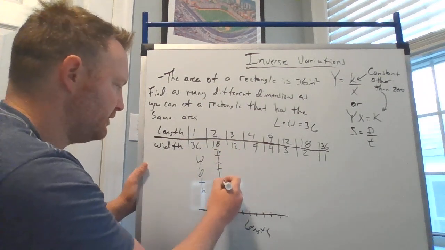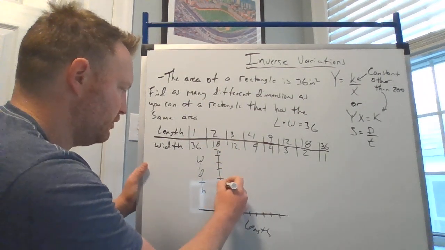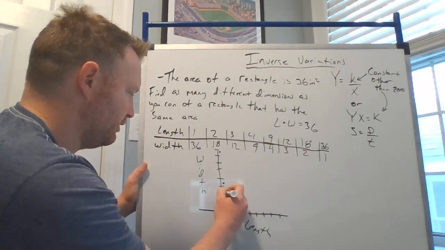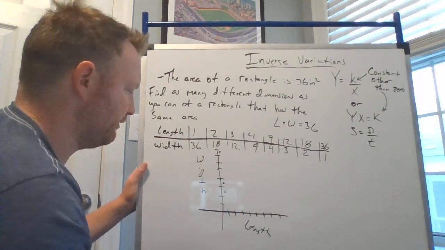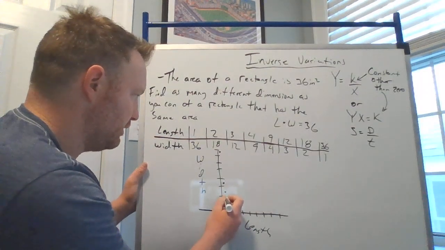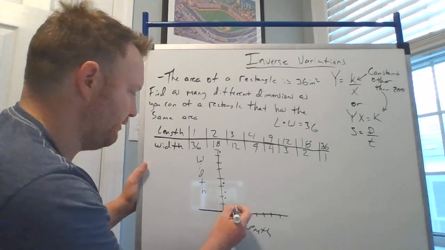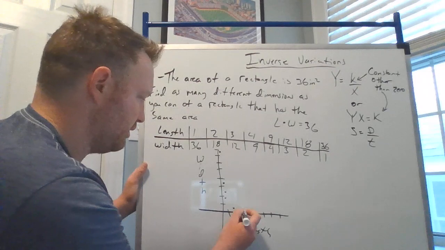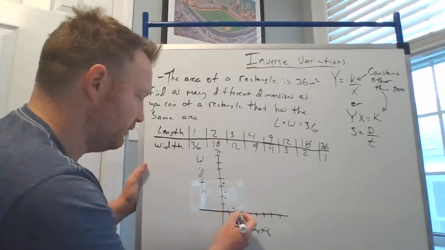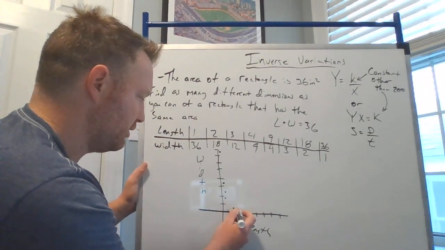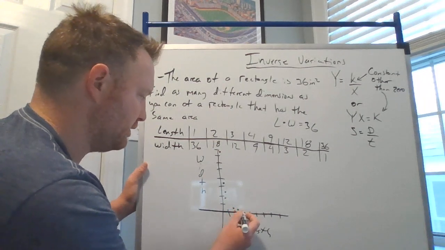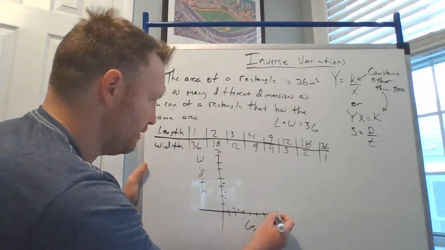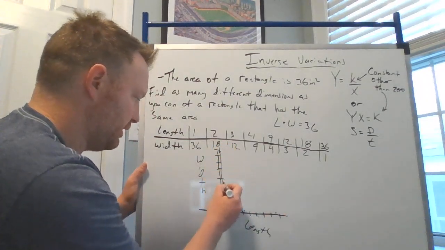2 and 18: 5, 10, 15, so 2 is right about there. 3 and 12 is still underneath this: 5, 10, 12, right about there. 4 and 9, right there. And then 9 and 4, right about there. And then as you see, we got 12 and 3, so that's right about there, and 18 and 2, that's right about there, and 36 and 1 right about there. Your graph should look like this.